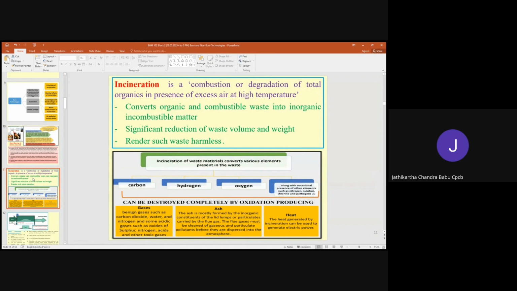Now, coming to incineration. Incineration is nothing but the combustion or degradation of total organics in the presence of excess air at high temperature. In the process, it converts organic and combustible waste into inorganic incombustible matter, signifying reduction of waste volume and weight. Therefore, incineration is the degradation of organics in the presence of excess air, converting them into harmless compounds or ash. Also, one more important advantage of incineration is significant reduction of waste: the waste volume can be reduced, and also the weight of the waste can be reduced.